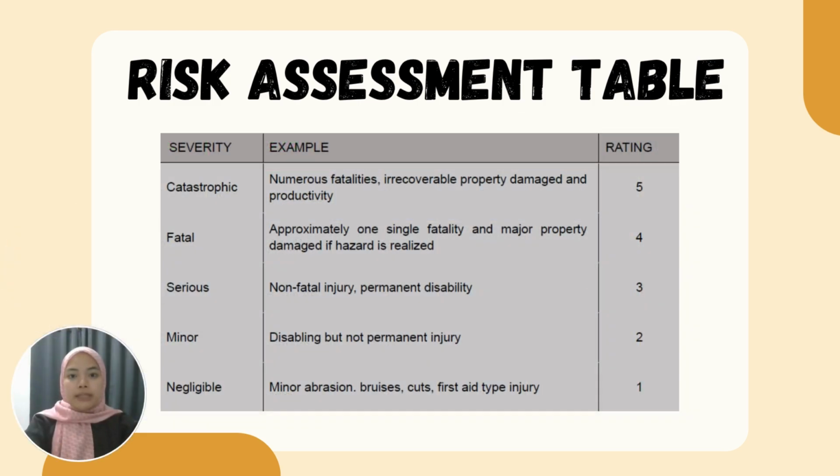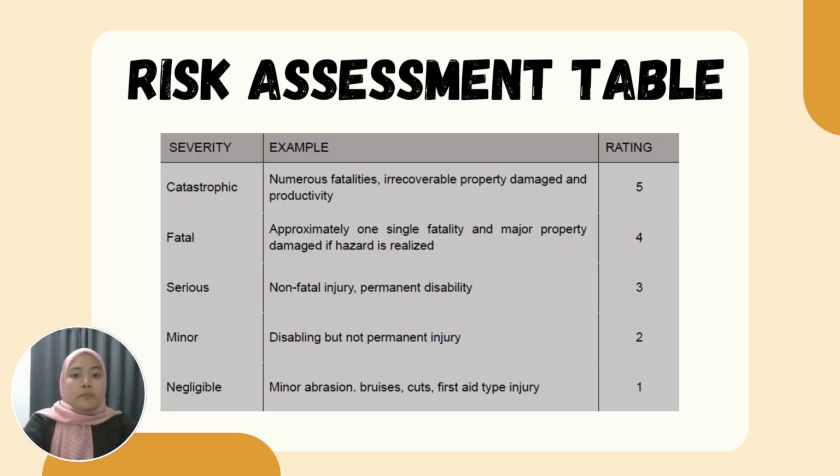This is the risk assessment table used at Sunshine Break. This table helps us understand how serious a risk can be if a hazard actually happens. Let's look at the five levels of severity. First, catastrophic. This is the most severe. It involves multiple deaths, major damage to property, and a big impact on productivity. Each is rated 5.